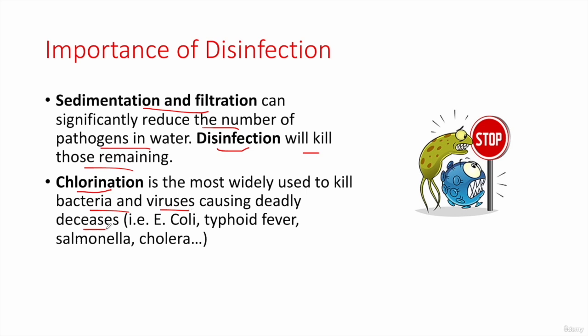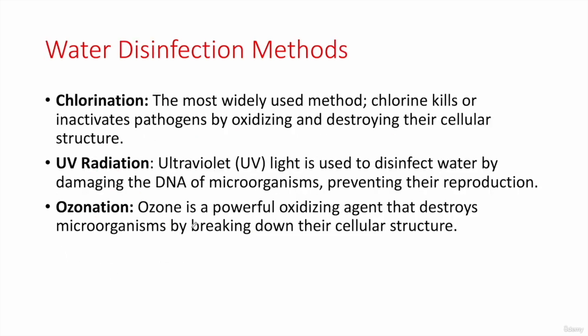Those are mainly responsible for very dangerous diarrheal diseases like E. coli, typhoid fever, salmonella, and cholera. We have many disinfection methods that can be used. First of all, we have chlorination, which is the most widely used method for disinfection. Chlorine can kill or inactivate the pathogens by oxidizing and destroying their cellular structure. Chlorine is a very powerful way to disinfect the water.